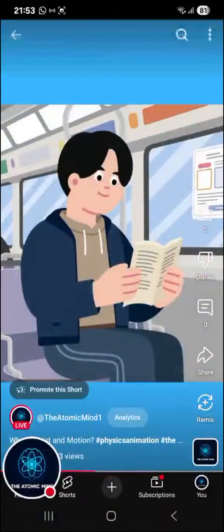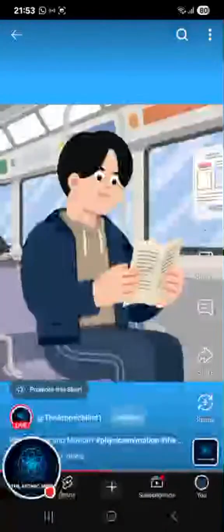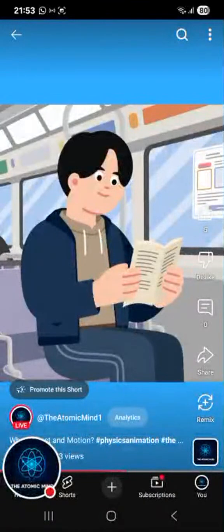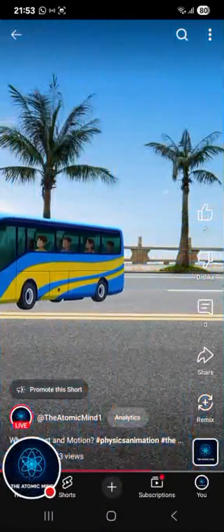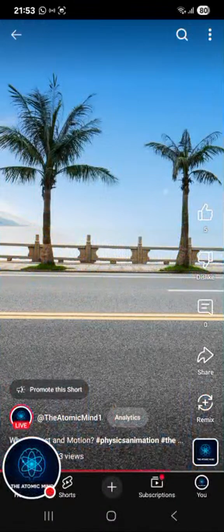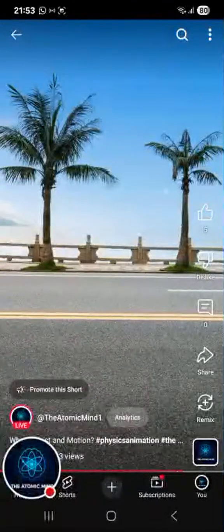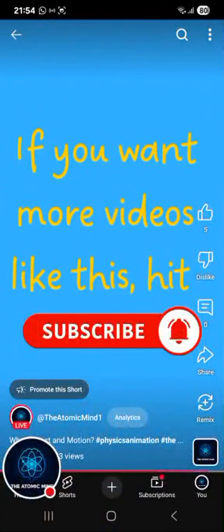Imagine you are sitting in a bus. You are at rest with respect to the bus seat because your position does not change relative to it. But you are in motion with respect to the road or trees outside because your position changes relative to them. So rest and motion are relative terms. They depend on the reference point.